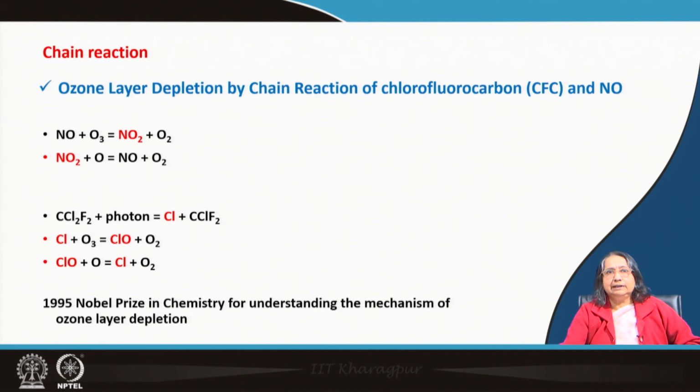Okay. That is why it is so important, and the mechanism of ozone layer depletion was first described by 3 scientists, and the 1995 Nobel Prize was given for this, for the understanding of the mechanism of ozone layer depletion. So, this is happening in nature, and this is nothing but the chain reaction.